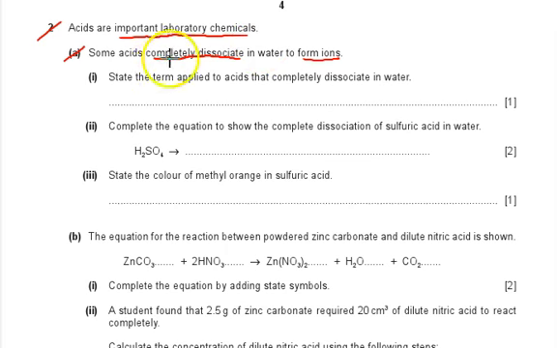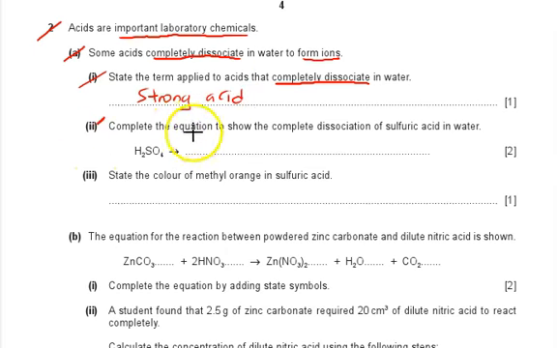Alright, if it's partially dissociated, it means it's a weak acid. Okay, now question number 1: state the term applied to an acid that completely dissociates. So you should have a strong acid. This is your only answer here.